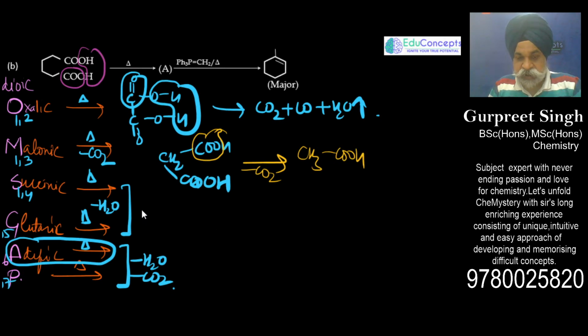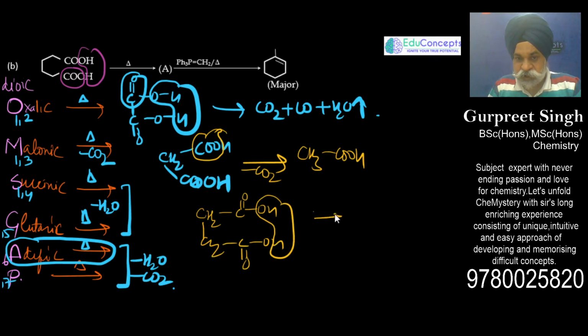In succinic and glutaric acid, it would lead to anhydride. Let me show it to you. If you have succinic acid and you heat it, water goes out and you get succinic anhydride. This is a very popular one. Similarly, you can get glutaric anhydride.